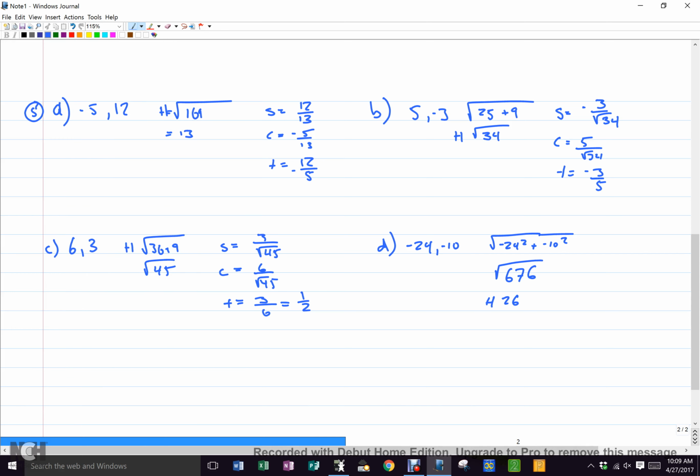So that's my h. So then your sine is negative 10 over 26, which you would simplify to negative 5/13. Your cos is negative 24 over 26, which you would simplify to negative 12/13. And your tan is negative 10 over negative 24, which you would simplify to positive 5/12. Let you look at that for a minute.